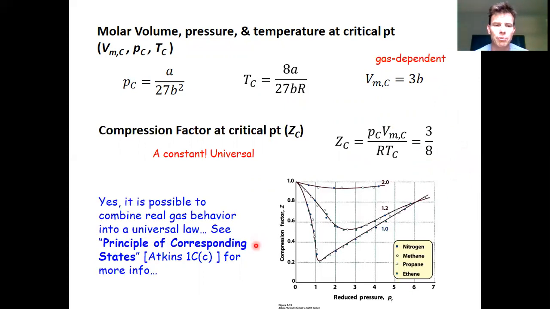This idea is called the principle of corresponding states. It's in Atkins 1cc. And this is just a quick example of it. What you're seeing here are different gases. You're seeing P and now the compression factor. And even though you have different gases, they all fall on the same theoretical line. So you'll have to take my word for it at this point, but it is in fact possible to include a universal model which accounts for real gas behavior in systems.